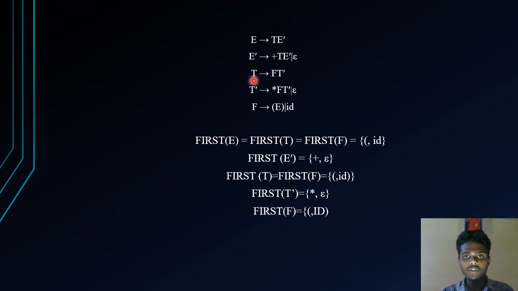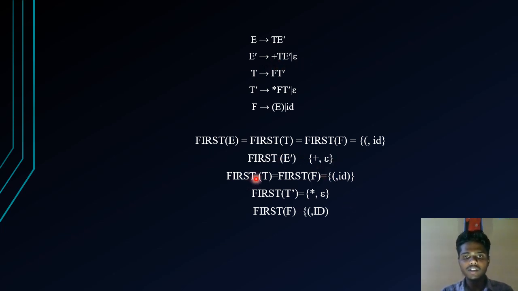So first of T is first of F. Again here we are having F; first of F is left parenthesis and id. So first of E was first of F, that is open parenthesis and id. So this is the first of E. Coming to the next one, E dash, first of E dash is plus T E dash or epsilon, that is first of E dash was plus and epsilon. So this is the first of E dash.